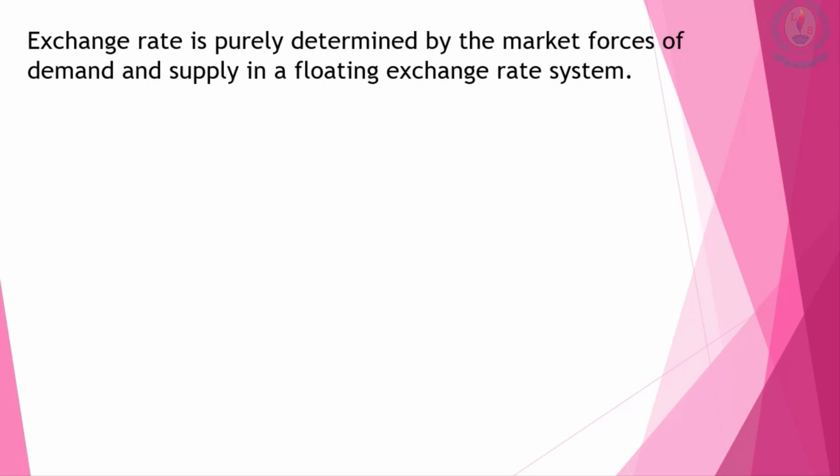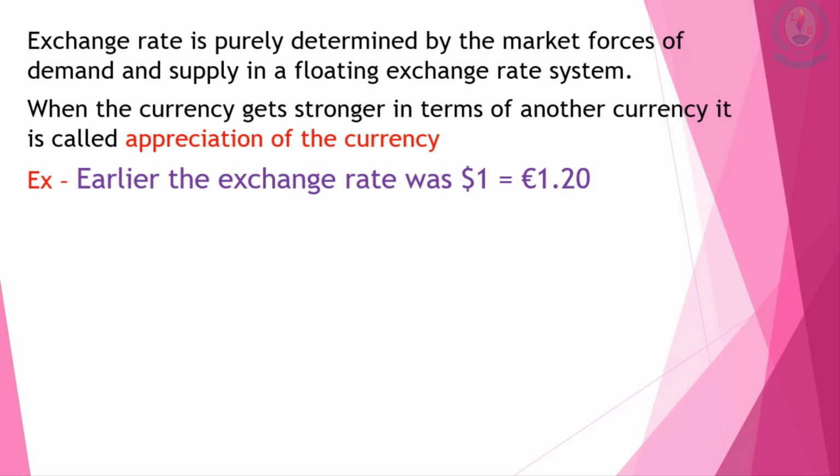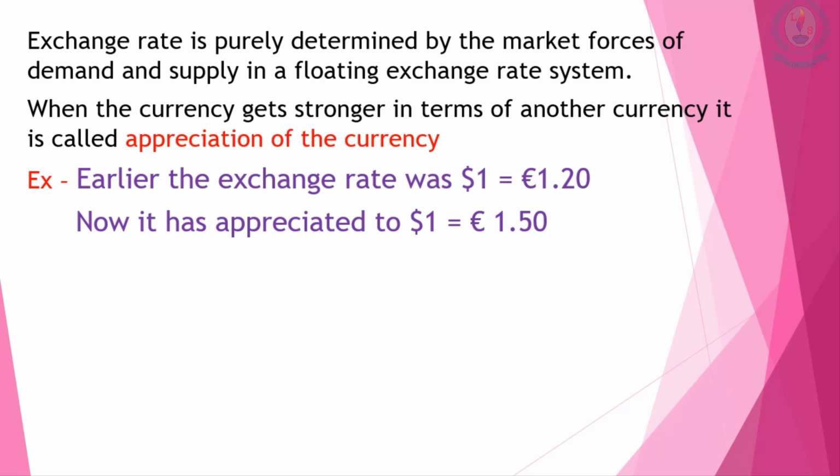The exchange rate is purely determined by the market forces of demand and supply in a floating exchange rate system. When the currency gets stronger in terms of another, it is called appreciation of the currency. For example, earlier the exchange rate was $1 equals 1.2 euros. Now it has appreciated to $1 equals 1.5 euros.